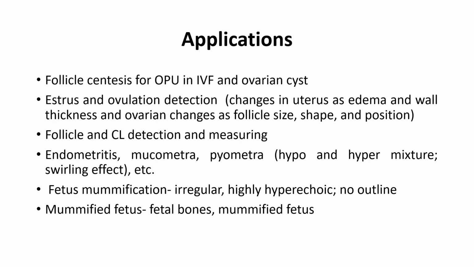You can also use ultrasound for follicle aspiration, for ovum pickup in vitro fertilization and ovarian cysts. You can also apply the ultrasound in estrus and ovulation detection, and you can also detect follicles and CL, that indicates corpus luteum, and you can perform their measurement. We can also detect inflammation of the endometrium, that is called endometritis. You can see the mucus in the reproductive tract, called mucometra, excessive accumulation of the mucus in the reproductive tract. You can also detect the pus, called pyometra, in the reproductive tract.